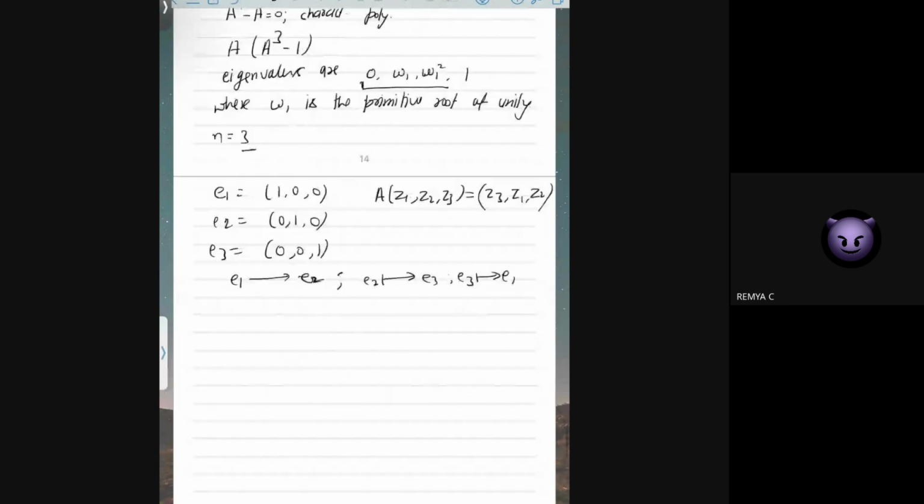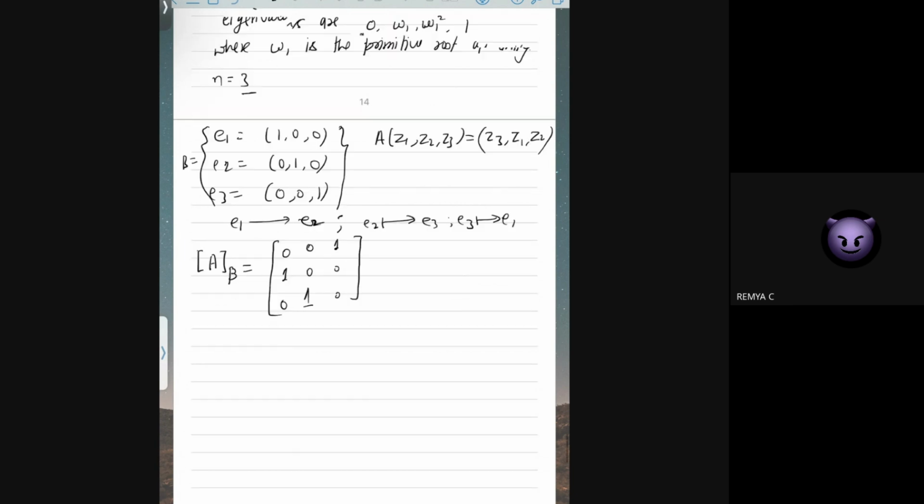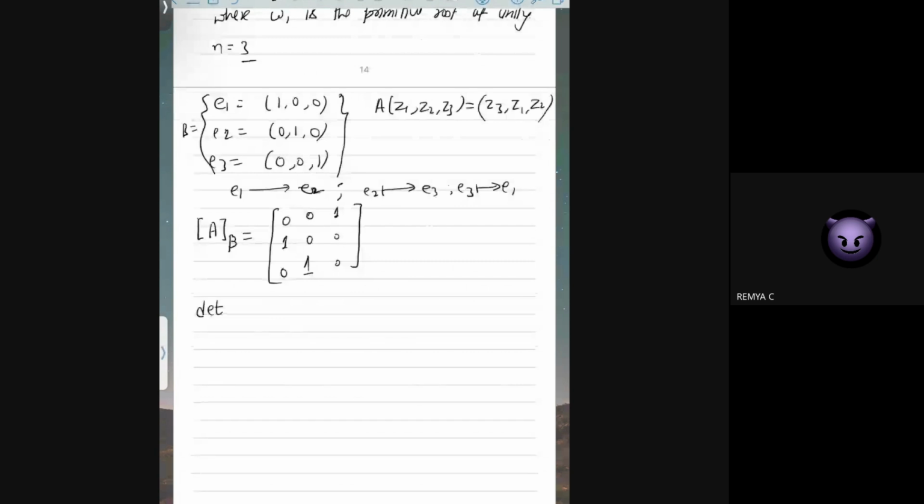Okay. So its matrix representation with respect to this basis beta, if we take beta equal to this, is: e1 goes to this, this is 0 1 0, this is 0 0 1, this is 1 0 0. As she said, this is a permutation matrix. Now just calculate its characteristic polynomial. So it comes out to be the determinant of minus x 0 1, 1 minus x 0, 0 1 minus x. So this comes out to be minus x cube plus 1. Is it? Okay, let me calculate it.